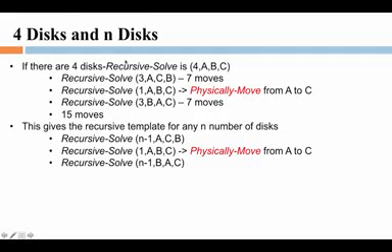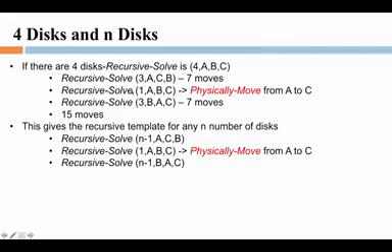So if there are 4 disks, recursive solve wants to solve 4 disks from A to C via B. I hope this is clear now. Okay, first step, do recursive solve for the top 3 disks in A, from A to B, the intermediate tower, via C. This will take 7 moves. That's what we studied in the previous slide.